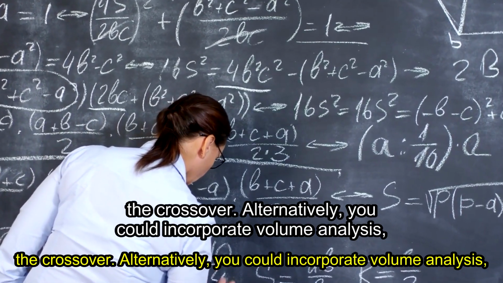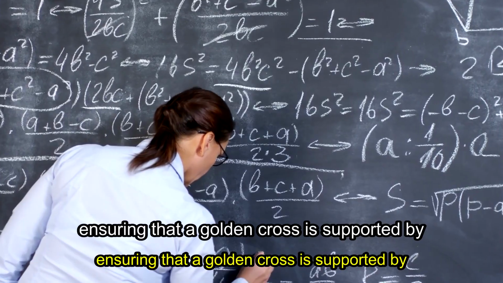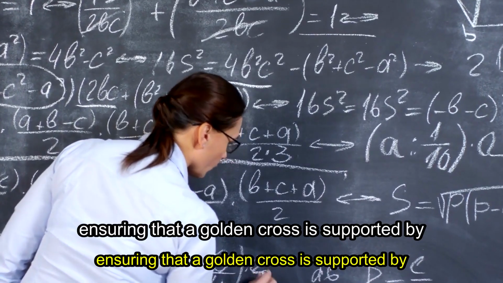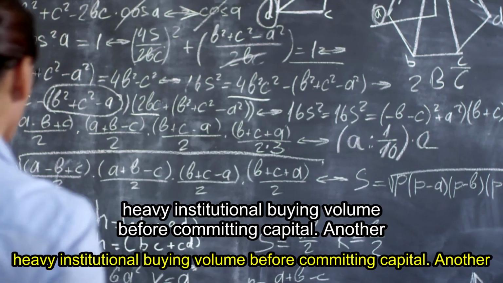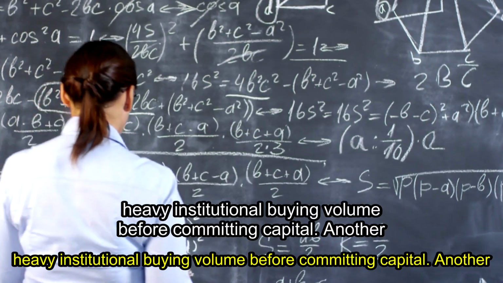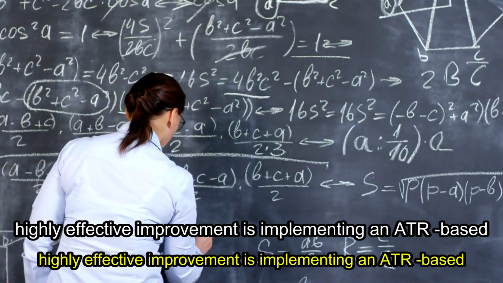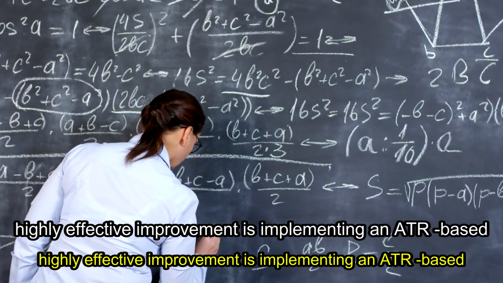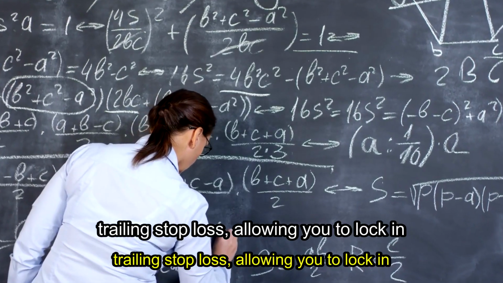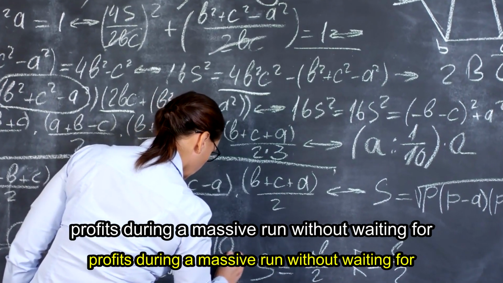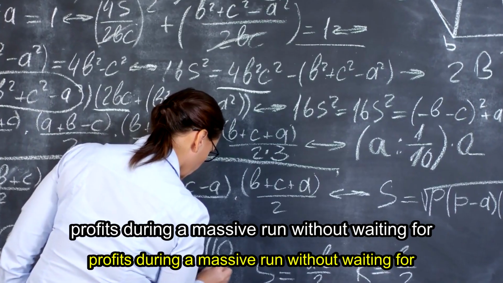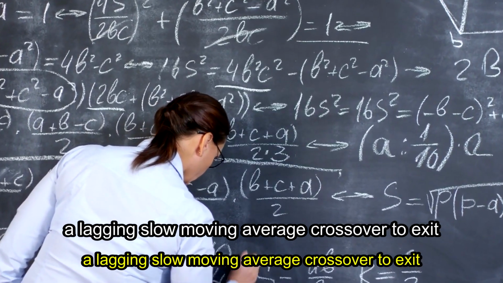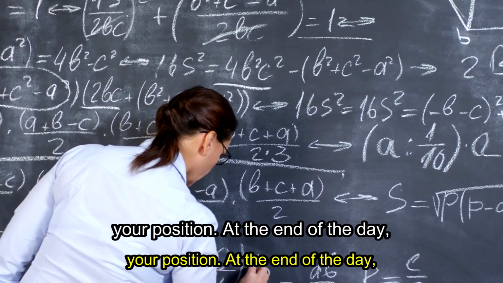Alternatively, you could incorporate volume analysis, ensuring that a golden cross is supported by heavy institutional buying volume before committing capital. Another highly effective improvement is implementing an ATR-based trailing stop loss, allowing you to lock in profits during a massive run without waiting for a lagging, slow-moving average crossover to exit your position.